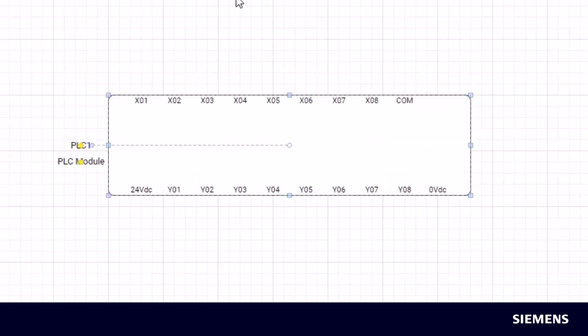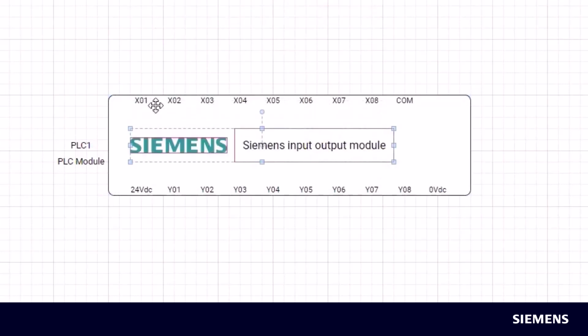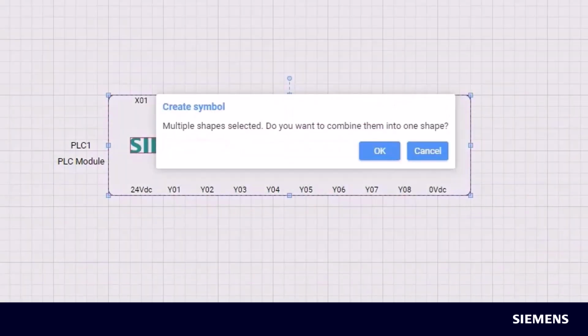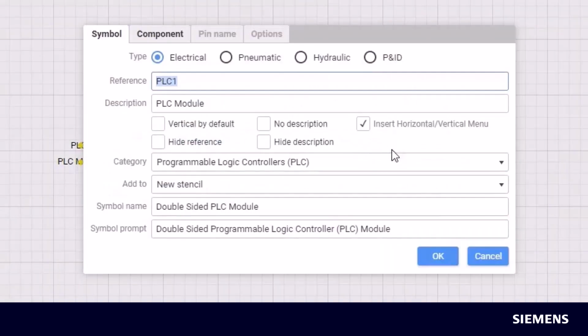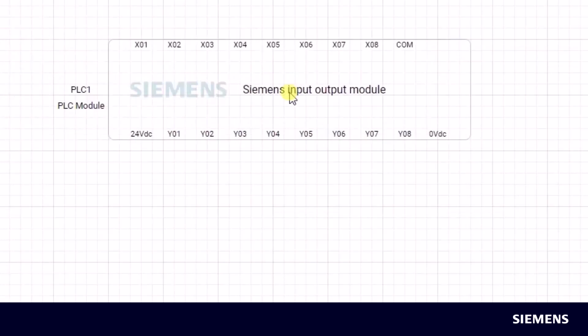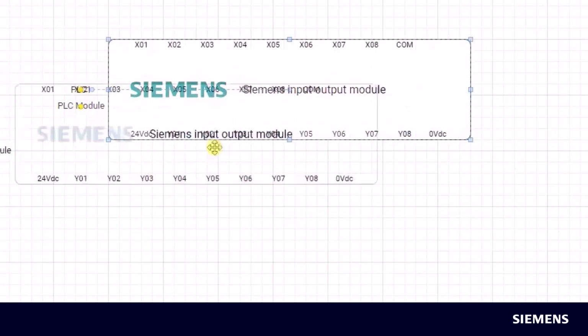Customizing a symbol is even easier in Capital Electra X. Simply drop a symbol onto your drawing and draw graphics and text on top. Then select them all and click on Create Symbol on the Capital Electra X toolbar. Click OK and you are done. Your symbol is now ready to be used on your drawings.